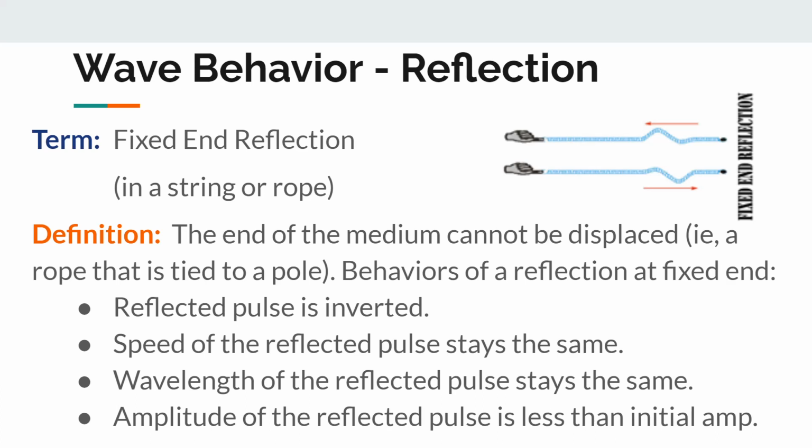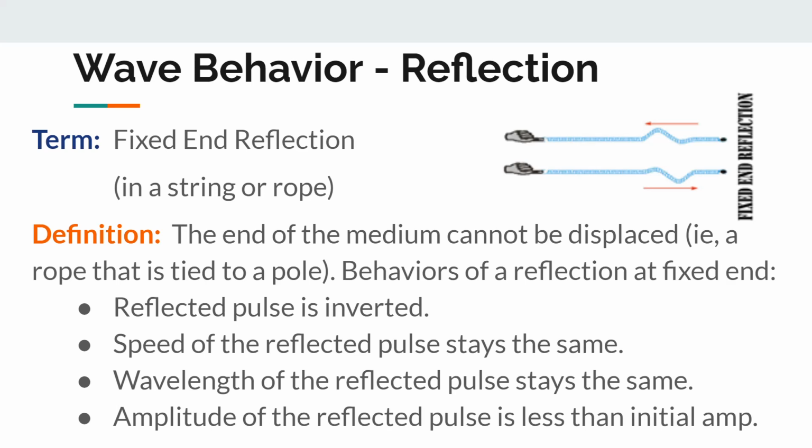But this is talking about fixed end reflection. You're going to have this if you have a string or a rope where you're putting a wave pulse through it, just like we did in the FET, except the end of it's tied off to something, so it's fixed. The end can't move. Okay, and so it says the end of the medium cannot be displaced. For example, a rope that is tied to a pole.